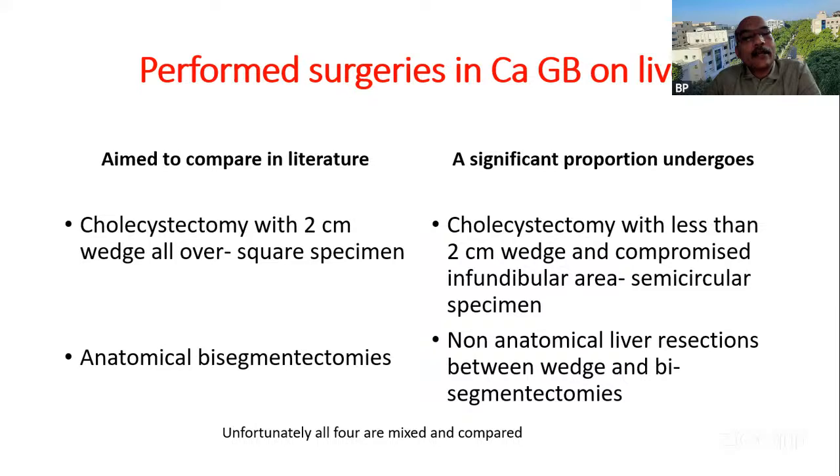So when we aim to compare the literature, what we wanted is cholecystectomy with a 2 centimeter wedge all over as a square specimen, and anatomical bisegmentectomy. But what is happening at the ground level is people do other types of surgery as well. Cholecystectomy is less than 2 centimeters and compromises the infundibular area, which creates a semicircular specimen, and non-anatomical liver resection is somewhere between wedge and bisegmentectomy. So what we should know is our evidence, what we are reading and publishing, includes these patients as well. And when we conclude, we try to create evidence based upon what we have seen on the left side, two exclusive types of surgeries.